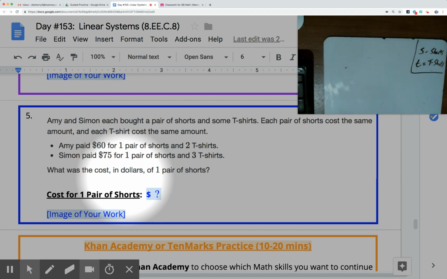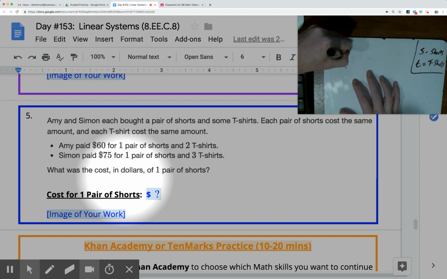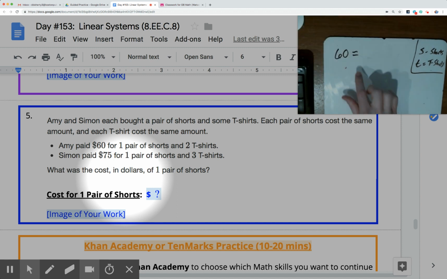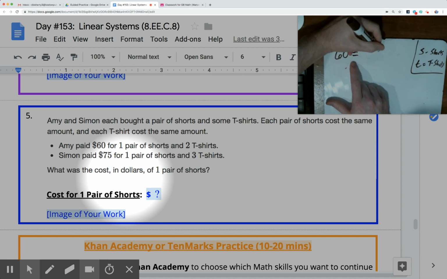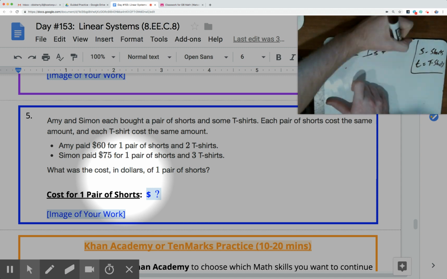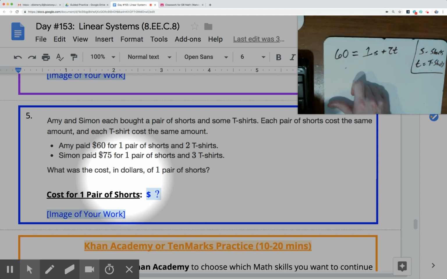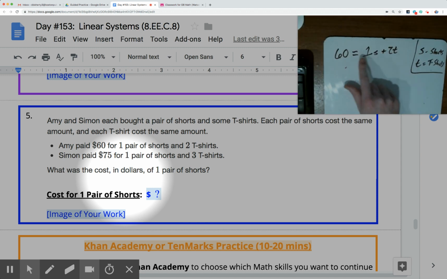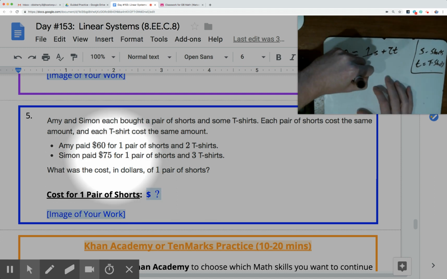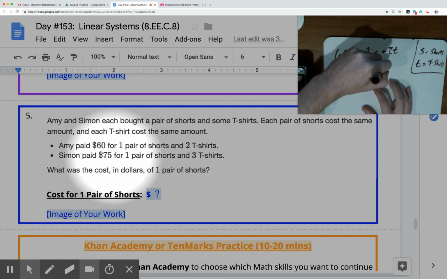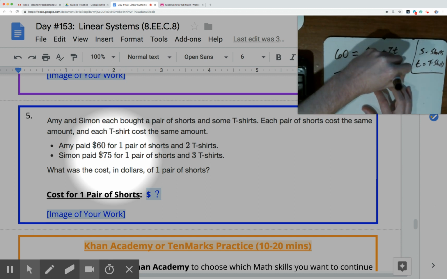If Amy paid $60, that was her cost. I'm going to use $60 is equal to her cost for 1S, 1 pair of shorts, plus 2 t-shirts. So 2 t-shirts plus 1 pair of shorts equals $60. And then Simon's fact, $75, was the cost for 1 pair of shorts and 3 t-shirts.